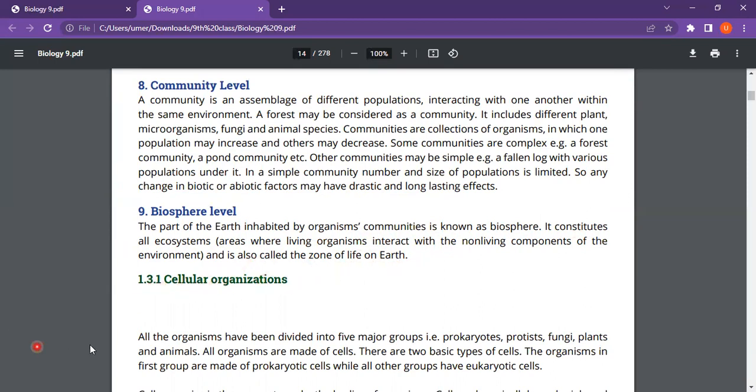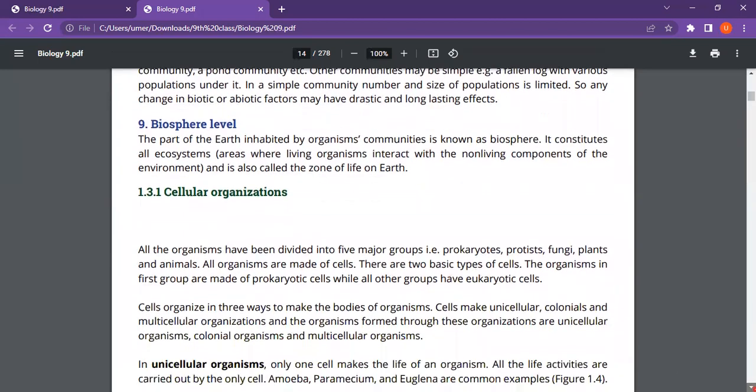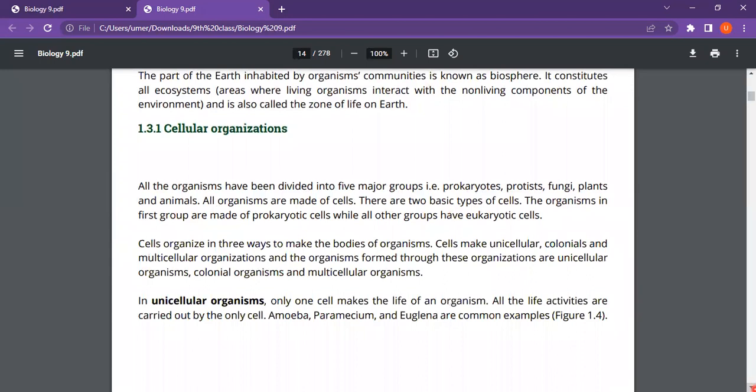Cellular organization. All the organisms have been divided into five major groups: prokaryotes, protista, fungi, plants and animals. All organisms are made of cells. There are two basic types of cells. The organisms in the first group are made of prokaryotic cells, while all other groups have eukaryotic cells. Cells organize in three ways to make the bodies of organisms: unicellular, colonial, and multicellular organization, and the organisms formed through these are unicellular organisms, colonial organisms and multicellular organisms.